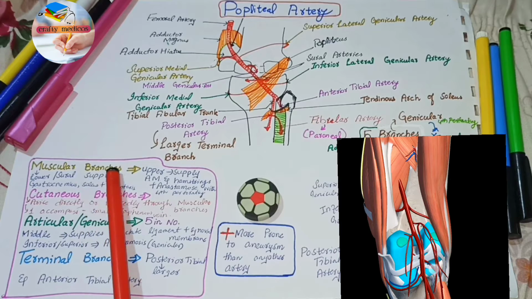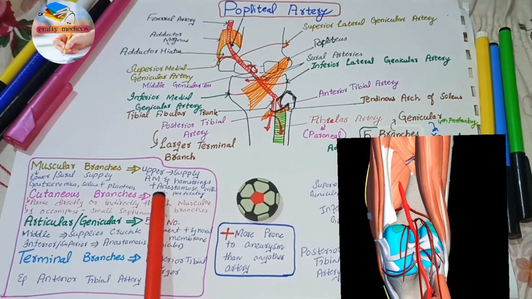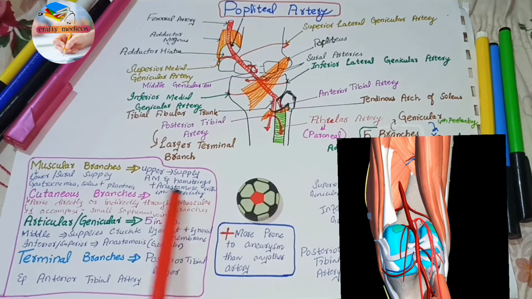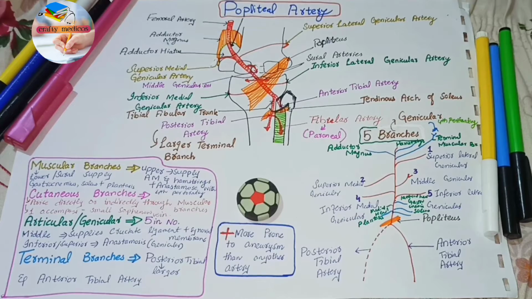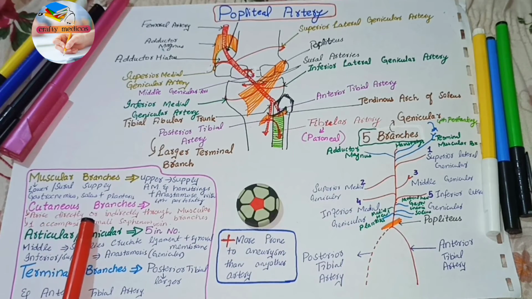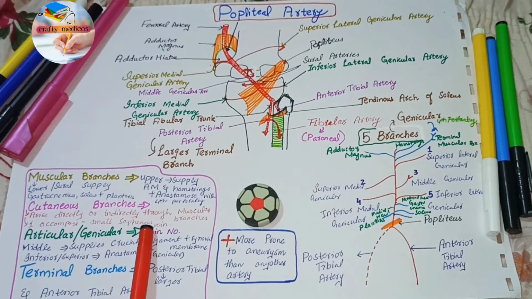Several muscular branches are given off from popliteal artery. The upper muscular branches supply the adductor magnus and hamstring muscles and end by anastomosing with the fourth perforating artery, whereas the lower muscular branches or sural branches supply the gastrocnemius, soleus and plantaris. Cutaneous branches either arise directly from the popliteal artery or arise indirectly through the muscular branches. One of the cutaneous branches accompany the small saphenous vein.